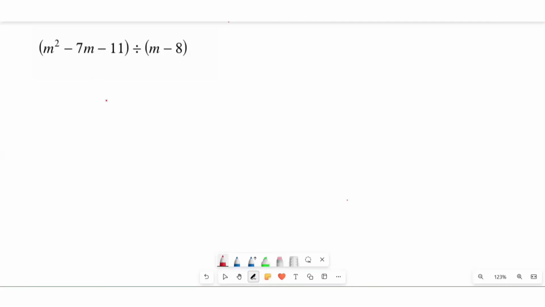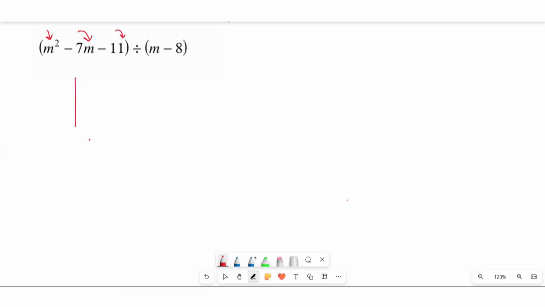Today we're looking at synthetic division. So we're going to be dividing this polynomial. One of the things that we have to do is check first to see if my polynomial is in descending order and if there is any gap. Now we have m to the second power, then m to the first, and then there's no m. So this is already organized. There's no gap between those.